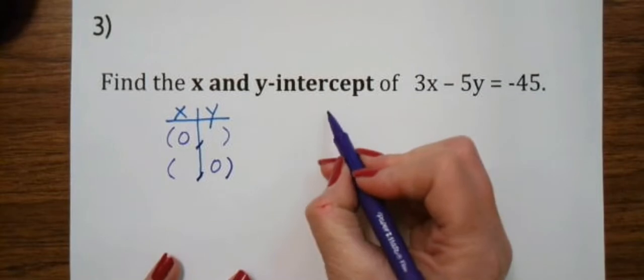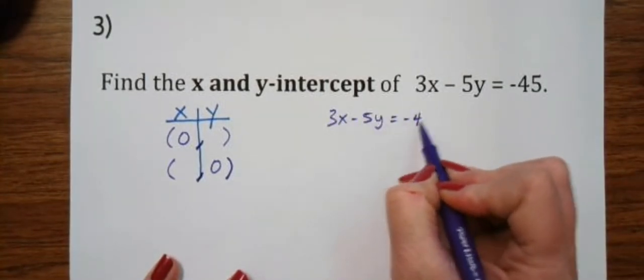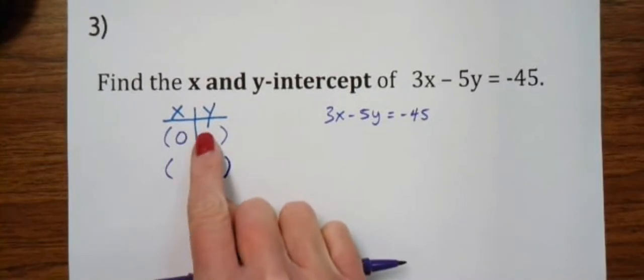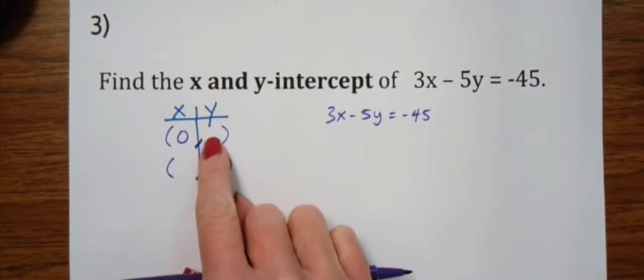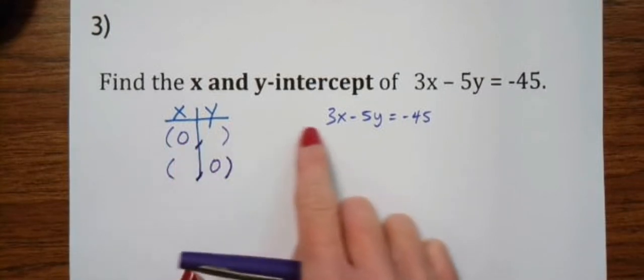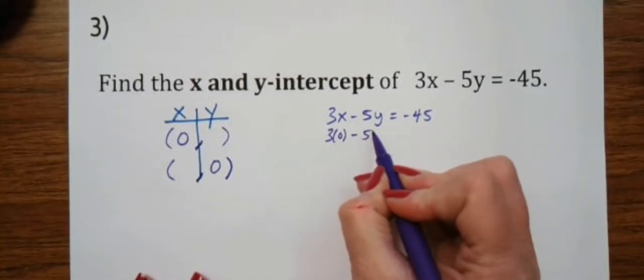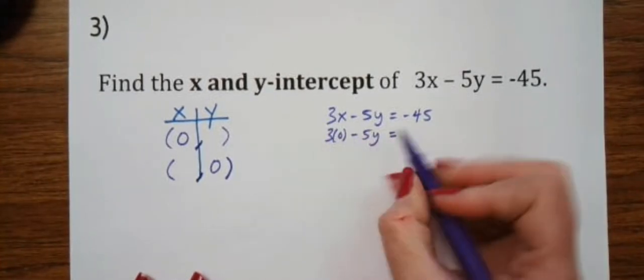Okay, so here's our equation: 3x minus 5y equals negative 45. If we want to find our first point here, notice we're trying to find the y. That means this is the y-intercept. That's the location of the y. So we're going to plug in 0 for x. We're going to figure out what is the value of y when x is 0.